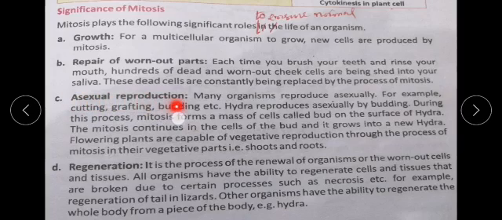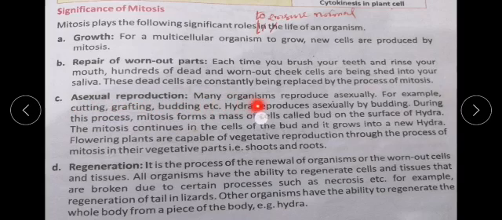While in case of asexual reproduction, only one organism is involved, not two organisms as in sexual reproduction. Asexual reproduction occurs through a single organism, and it occurs through different methods in plants as well as in animals. And in asexual reproduction, the process of mitosis helps the animals as well as the plants.